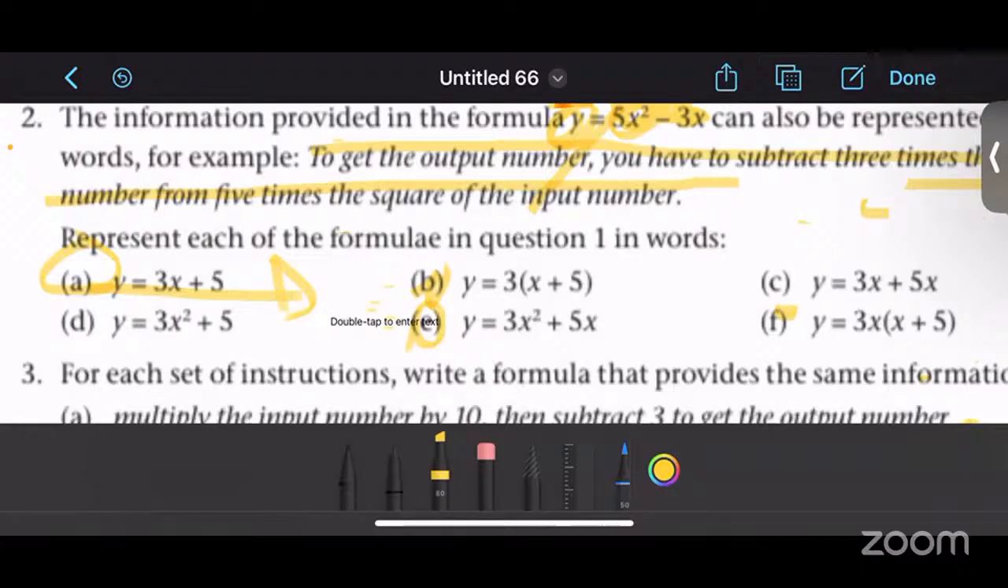Ma'am, since it's in a bracket, are we supposed to just solve the sum inside of it or to multiply with the outside numbers? Why are we doing that? Why?